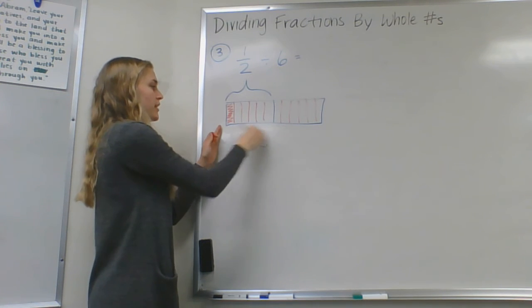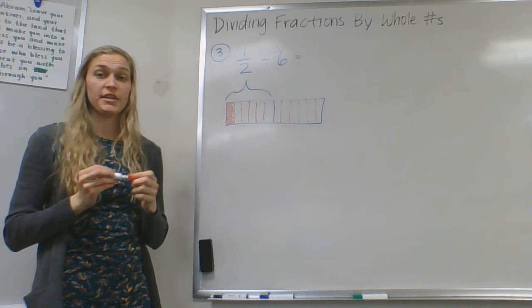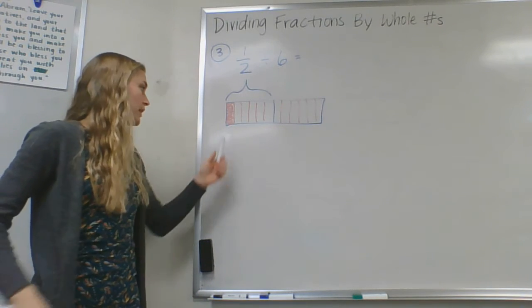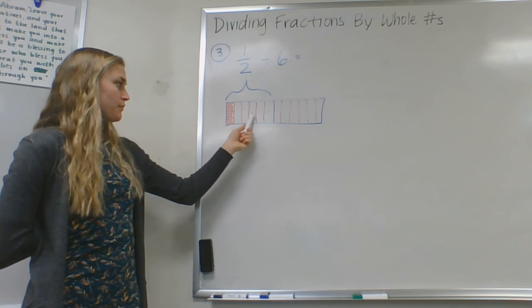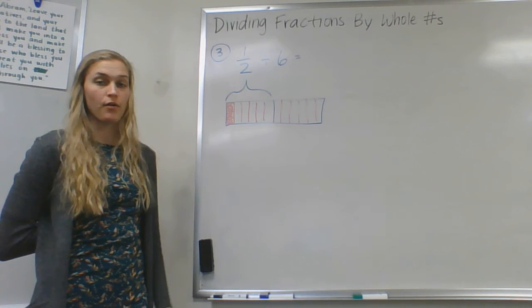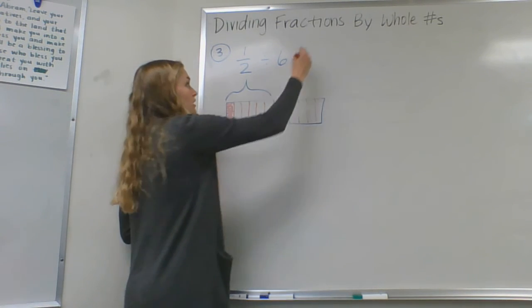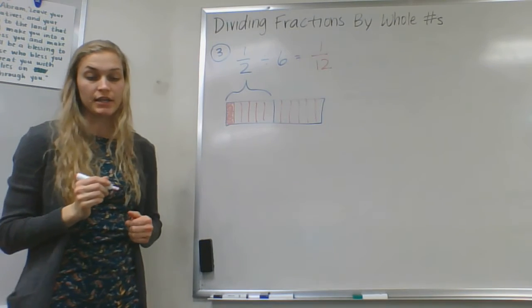So you have your half, you divide it by 6. That means this is what's left. This is what each person gets if you're dividing between people, right? That much. And so that's 1 out of 1, 2, 3, 4, 5, 6, 7, 8, 9, 10, 11, 12. 1 out of 12 total pieces. So our answer should be 1/12 once again.